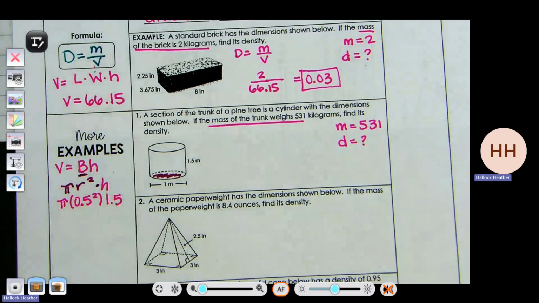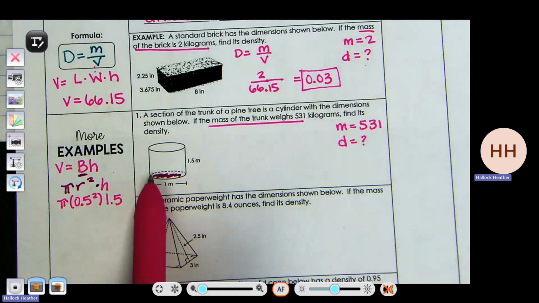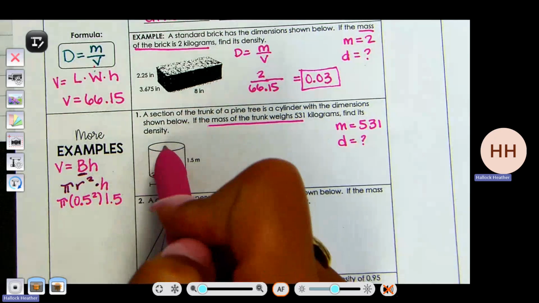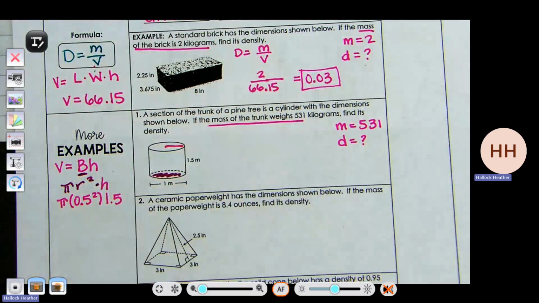The more decimals you use for the volume, the more likely your answer in the end is going to be closer to what they're wanting. Why'd you get 0.5? Because if the diameter is 1, remember the radius goes from the center out, so you need half of 1.